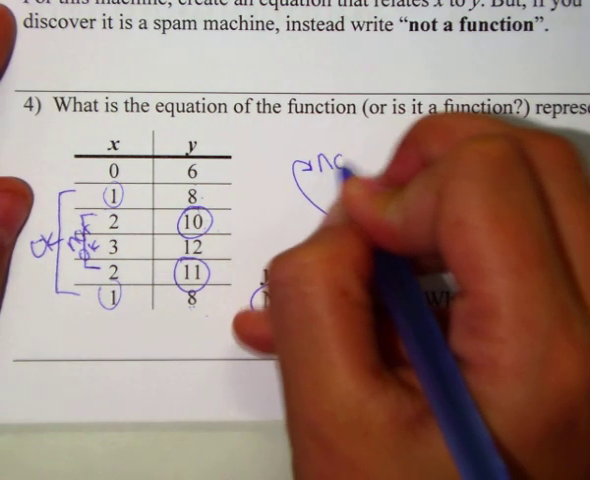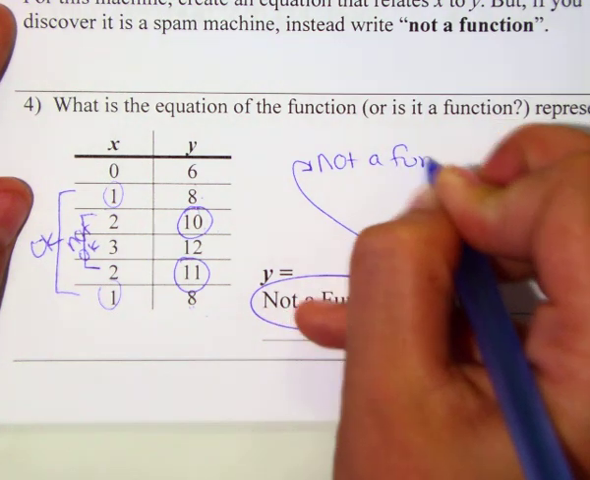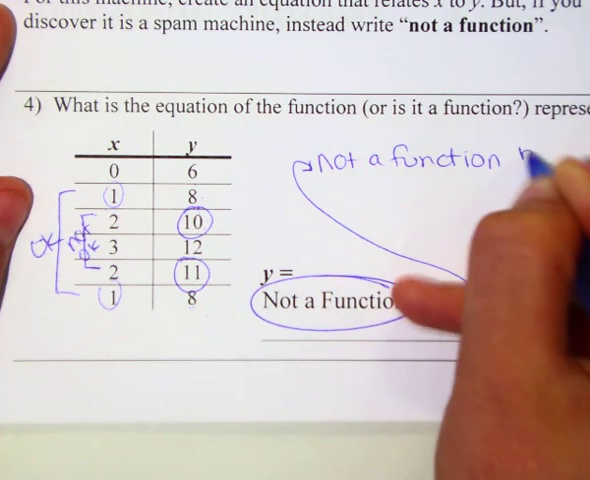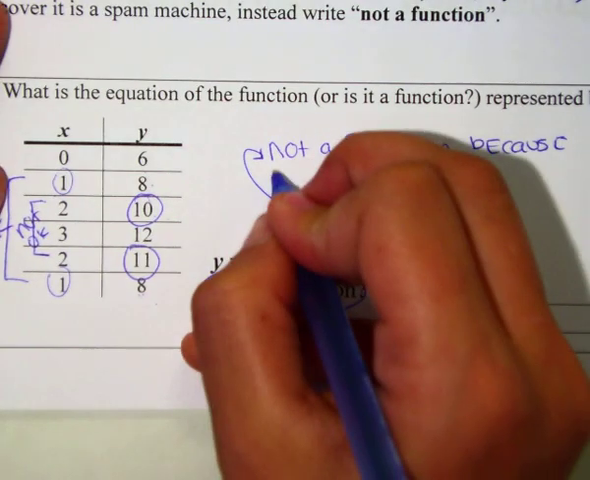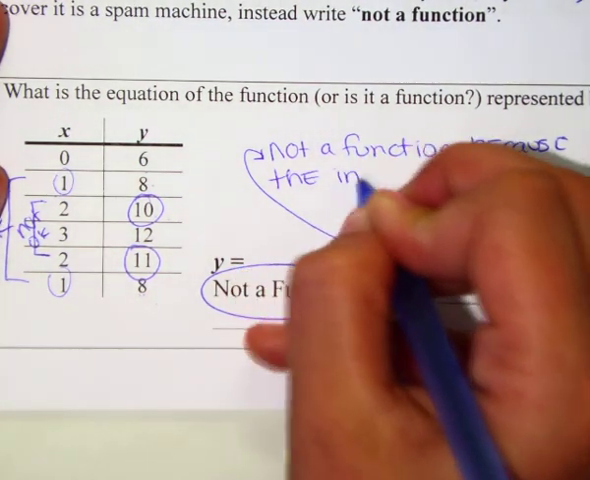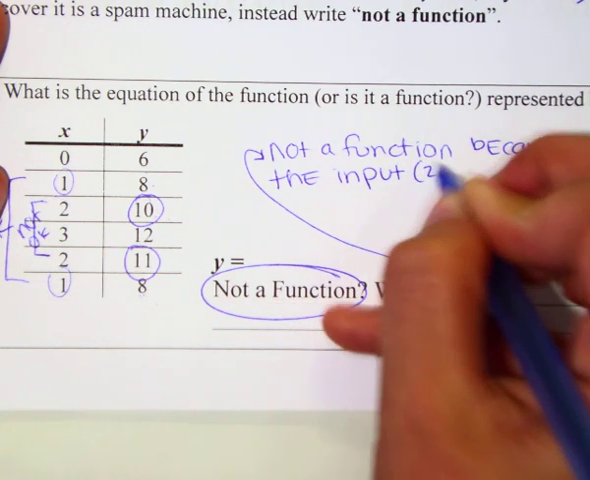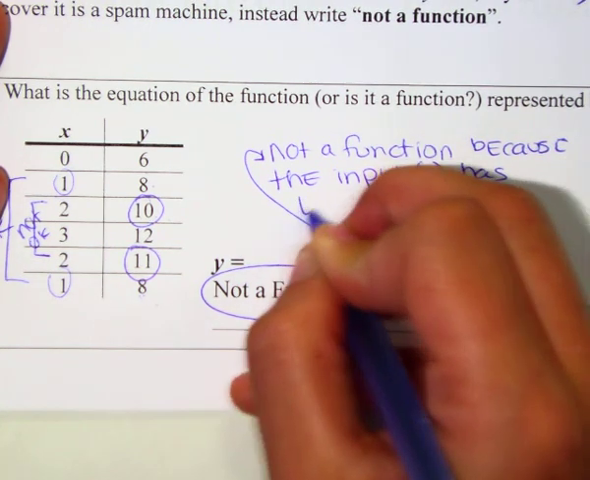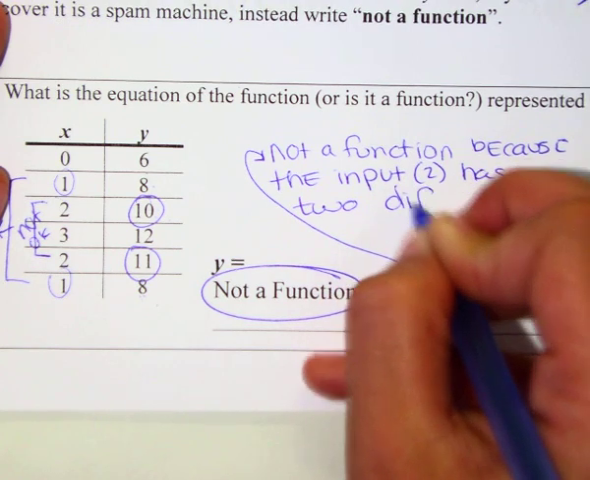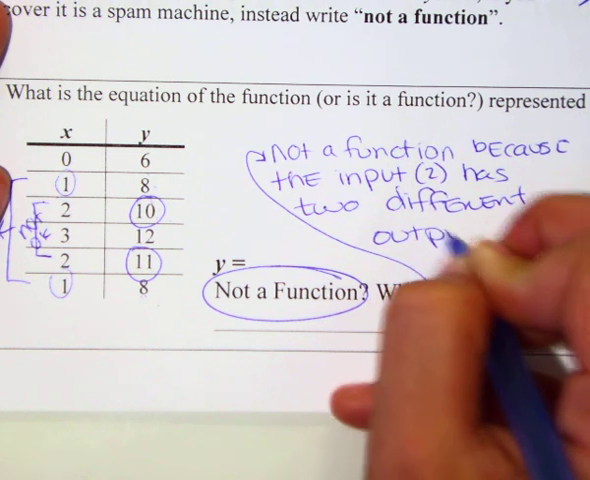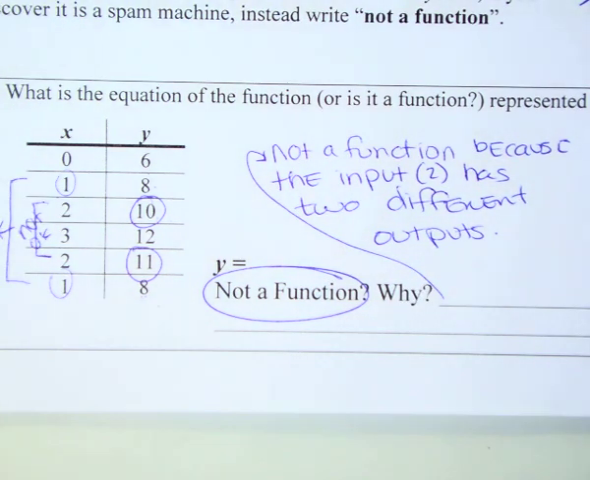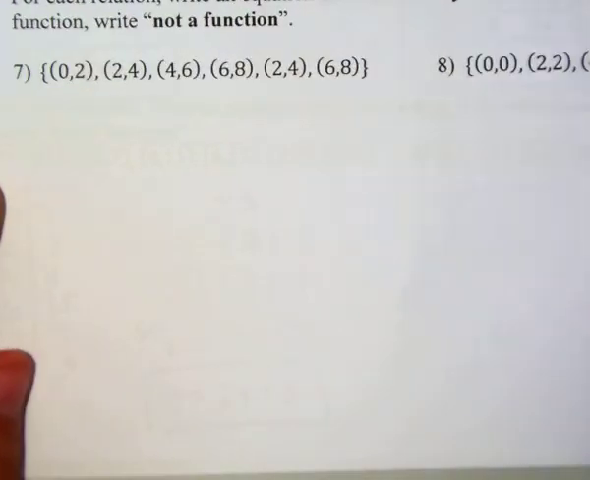This is not a function because the input 2 has 2 different outputs. Okay? So that's essentially it. There are more practice problems to do. However, you can do those and check the answer key.